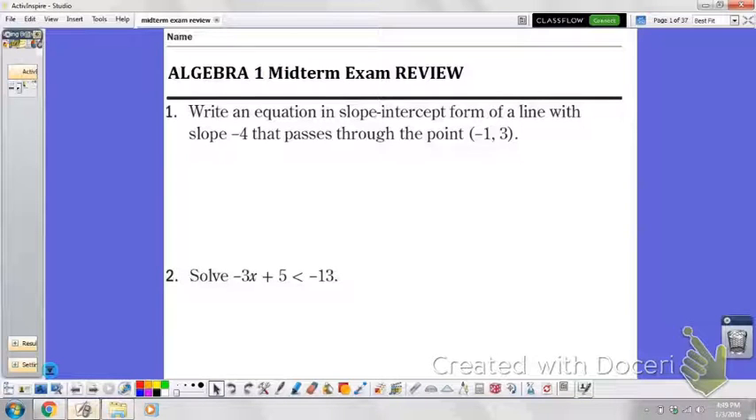Hey guys, this is part one of the midterm exam review. Let's go ahead and get started with the first problem.